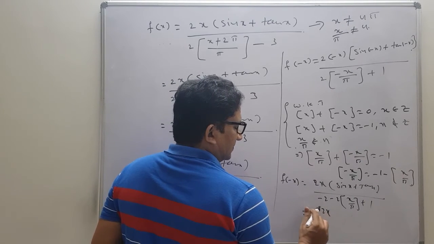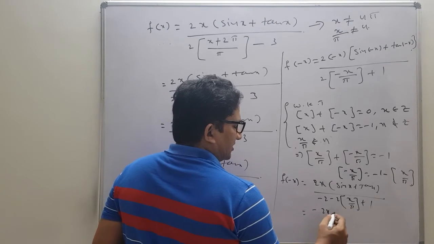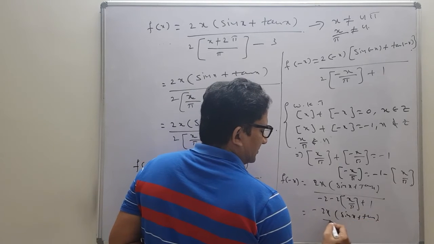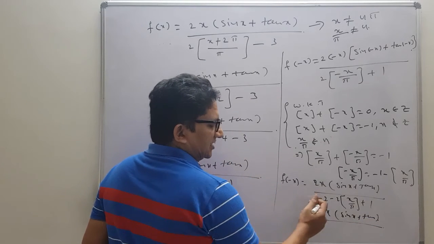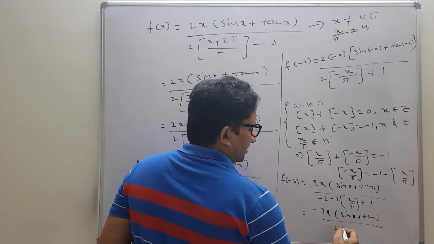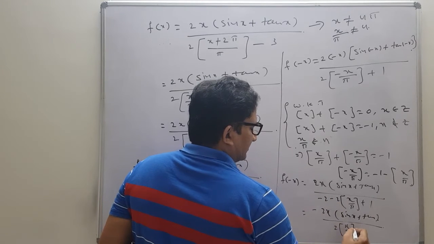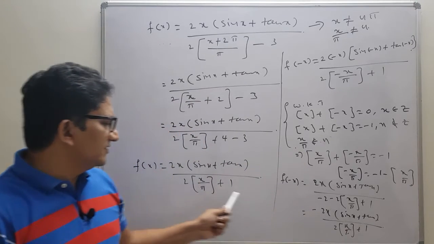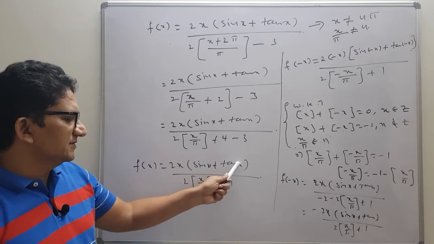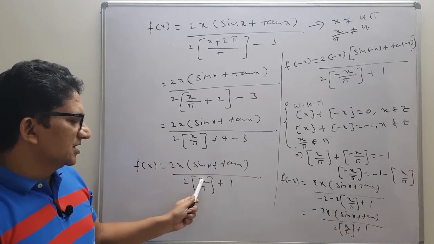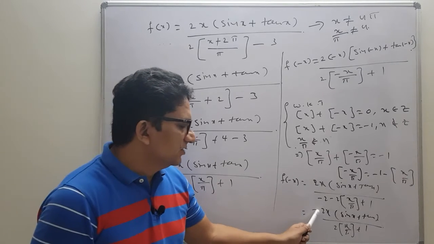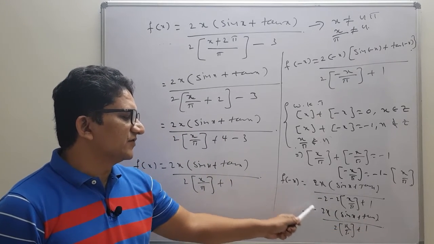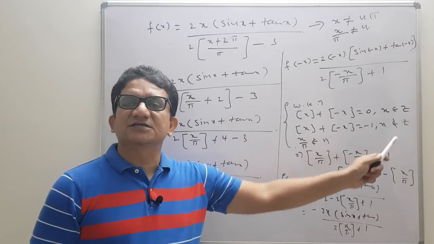If I take minus common, then what do we get here? 2x into sin x plus tan x, divided by the denominator structure after taking minus common, which is 2 times the greatest integer of x by pi plus 1, with a minus sign. Now this is your original function in simplified version: 2x into sin x plus tan x by 2 times the greatest integer function of x by pi plus 1, with a minus reference. That means f of minus x equals minus f of x, therefore the function is odd.